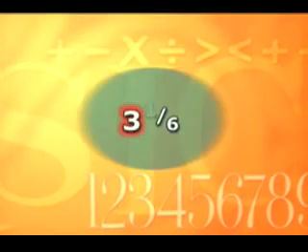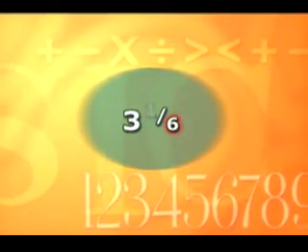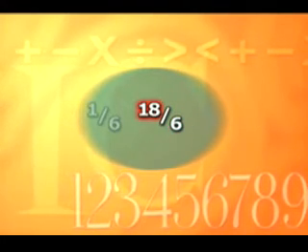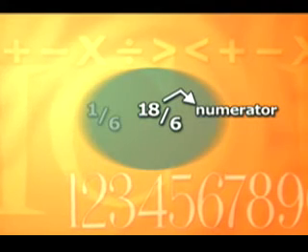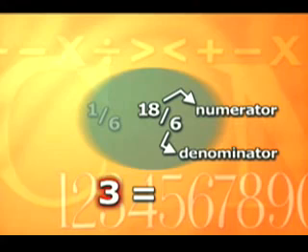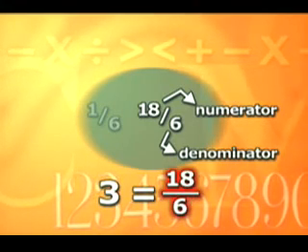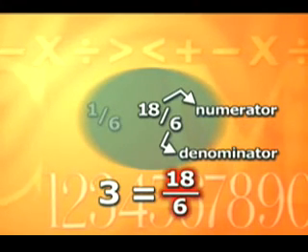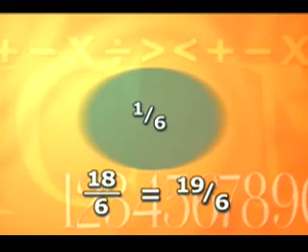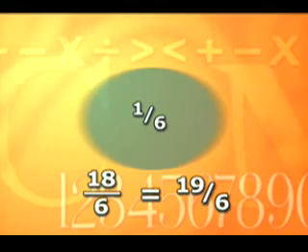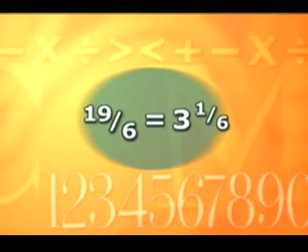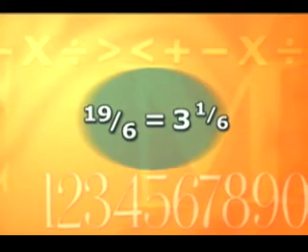So you multiply 3, the whole number, times 6, the denominator. 6 times 3 equals 18. 18 is your numerator. 6 remains the denominator. You haven't changed the value of your fraction. 3 is the same thing as 18/6 because 6 can be divided into 18 3 times. Now you just add 18/6, your whole number, to 1/6, your fraction, to equal 19/6. 19/6 is the same value as 3 and 1/6. You got an improper fraction.